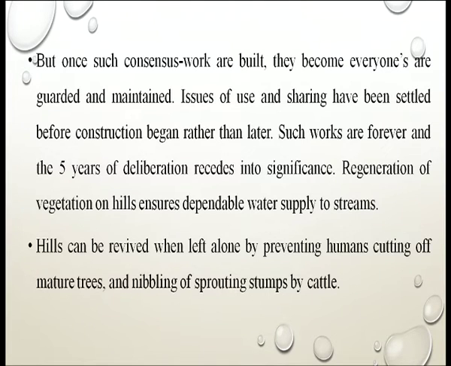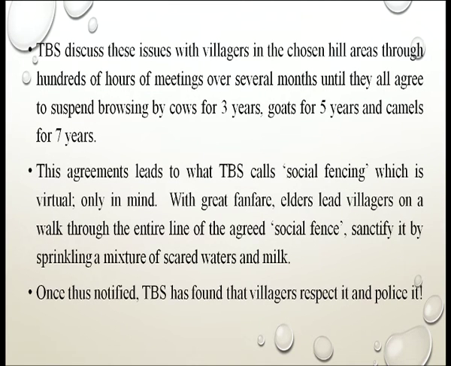Hills can be revived when left alone, by preventing humans from cutting mature trees and cattle from nibbling sprouting stumps. TBS discusses these issues with villagers in the chosen hill areas through hundreds of hours of meetings over several months, until they all agree to suspend browsing by cows for 3 years, goats for 5 years and camels for 7 years. This agreement leads to what TBS called social fencing, which is virtual, only in the mind.